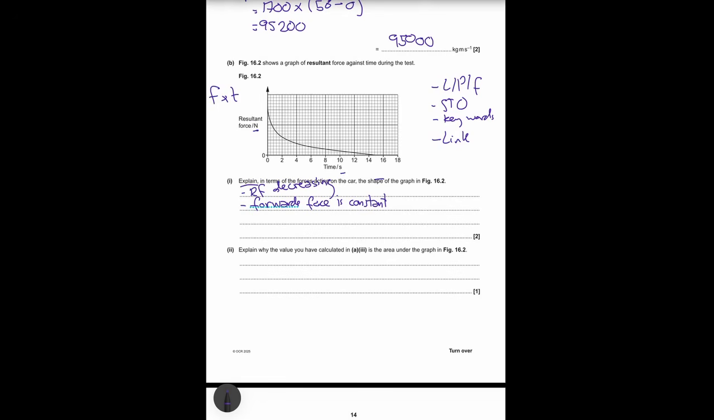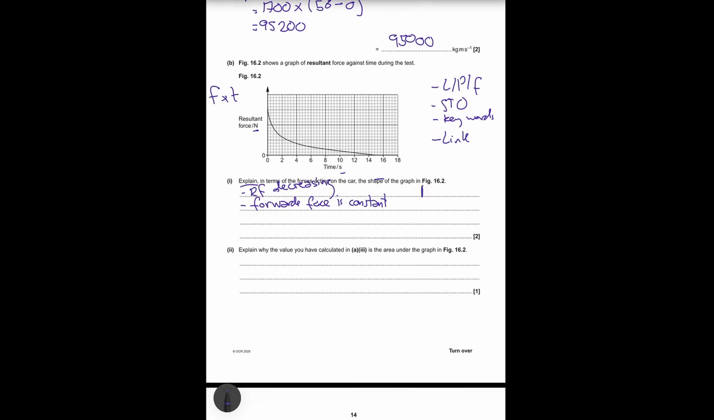Well, if the resultant force is decreasing and the forwards force is constant, that must mean that the drag is going to be increasing, because I know the resultant force must be equal to the forwards force take away the drag. So should I put a diagram here maybe to help, or a formula or something, if people aren't quite sure about that?